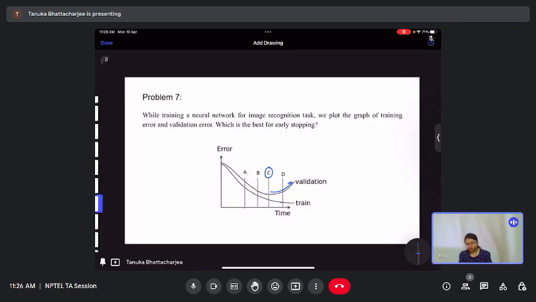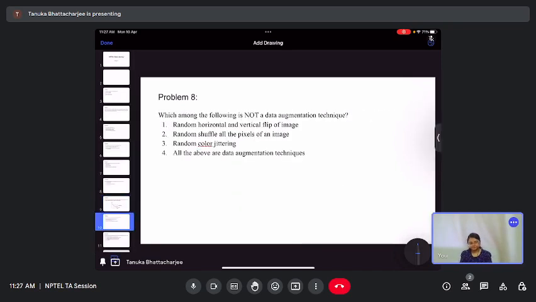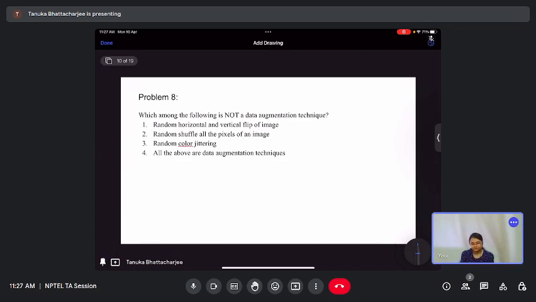Now let us move on to the next problem. Next problem asks, which among the following is not a data augmentation technique? The options are random horizontal and vertical flip of image, random shuffle of all the pixels of an image, random color jittering. All the above are data augmentation techniques.